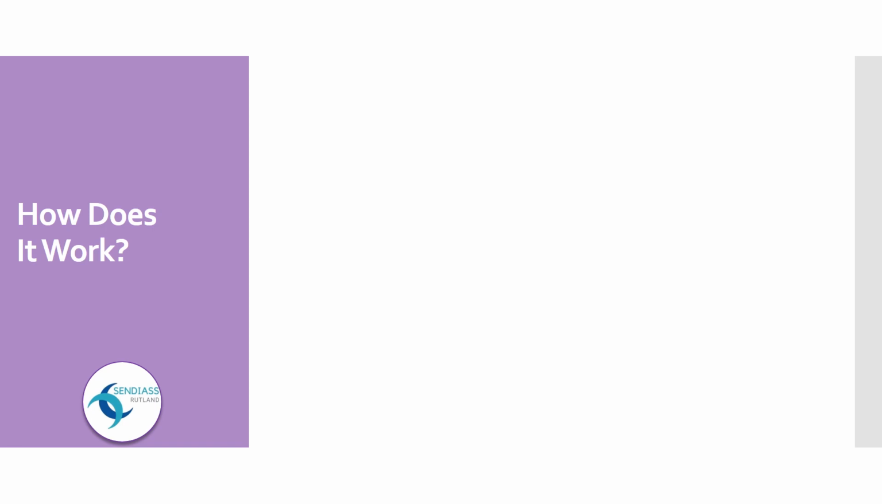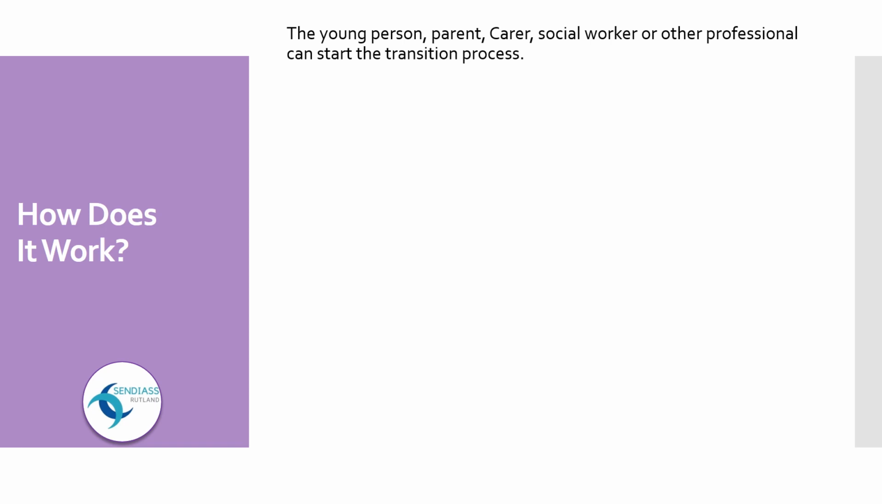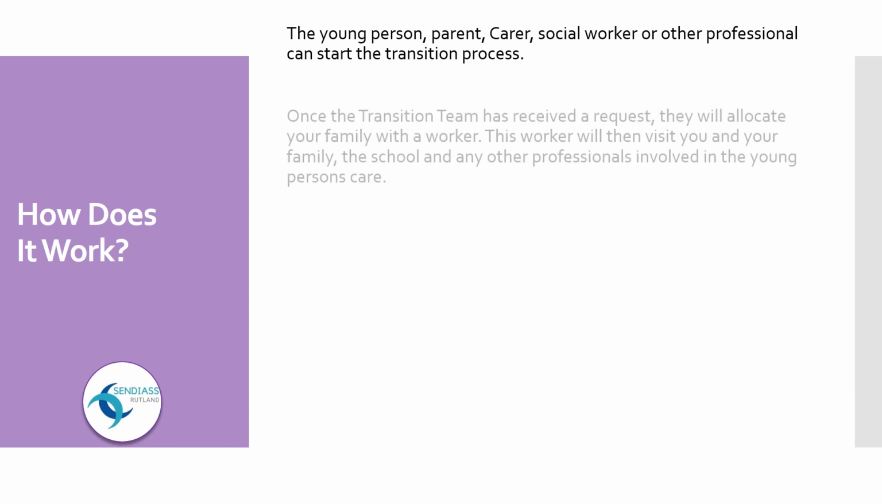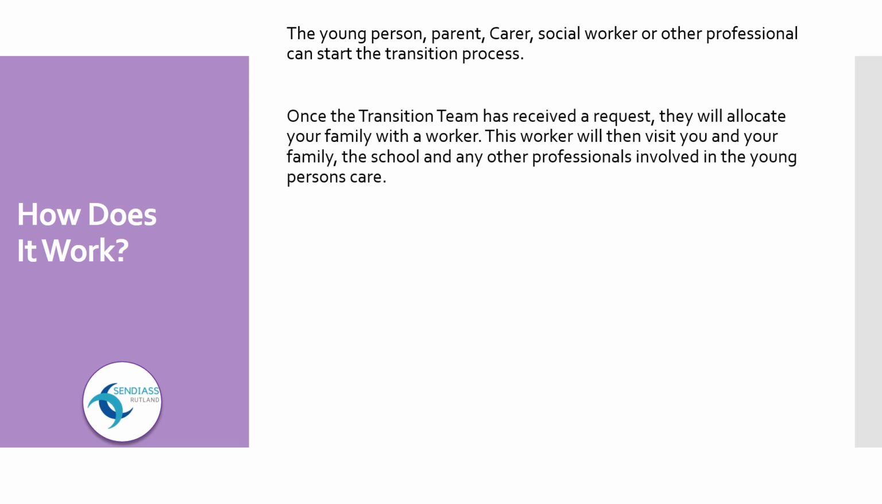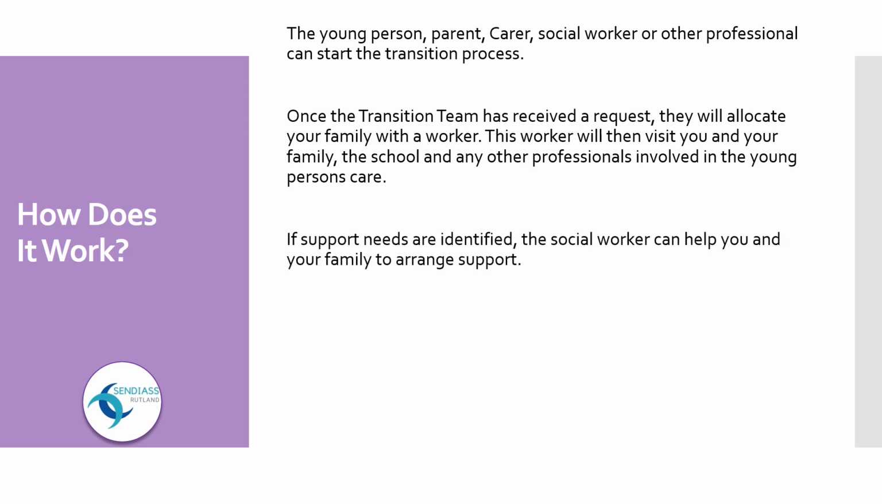How does it work? The young person, parent, carer, social worker, or other professional can start the transition process. Once the transition team has received a request, they will allocate your family with a worker. This worker will then visit you and your family, the school, and any other professionals involved in the young person's care. If support needs are identified, the social worker can help you and your family to arrange support.